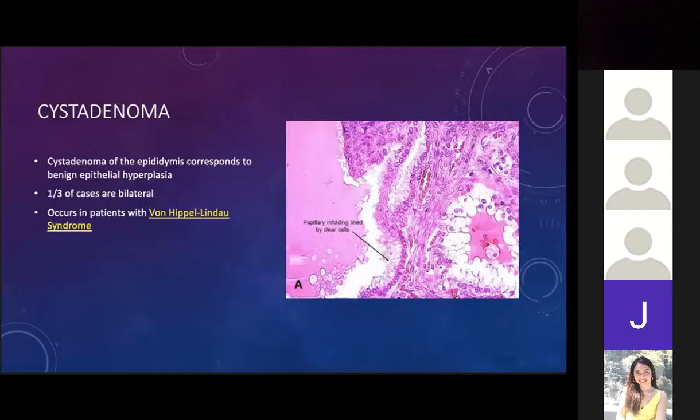Cystadenoma of the epididymis corresponds to a benign epithelial hyperplasia. Usually, these lesions are multicystic, and the walls of which are studded with nodules of epithelial cells arranged in a glandular or papillary configuration. One-third of cases are bilateral and occur in patients with von Hippel-Lindau syndrome.